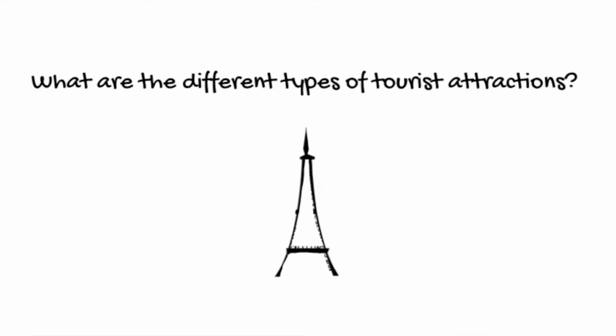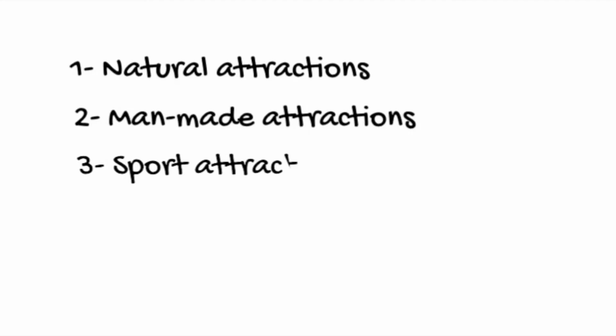So what are the major types of tourist attractions? We can split this into 4 major categories. There are natural attractions, man-made attractions, sporting attractions, and events. And I'm going to explain what all of these mean with some examples to you right now.